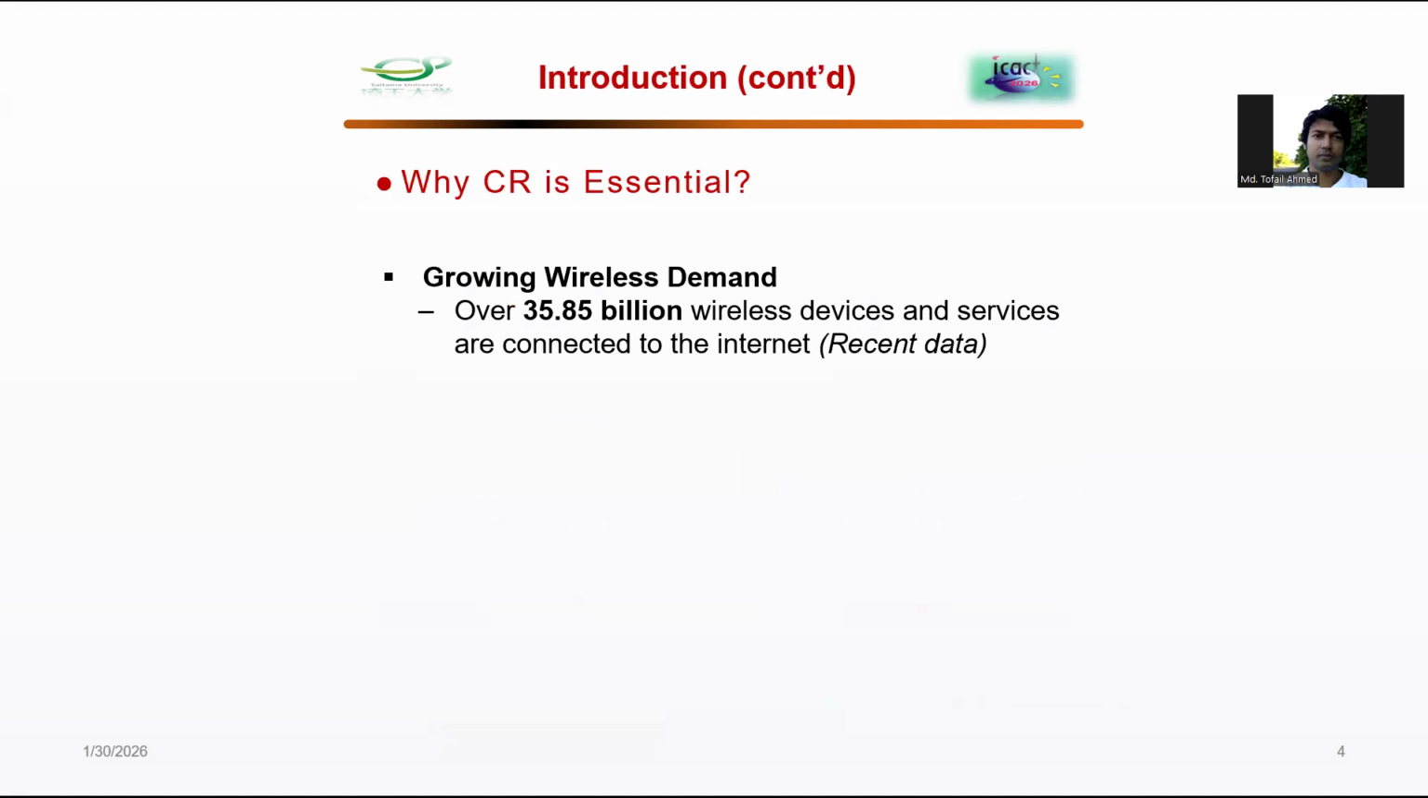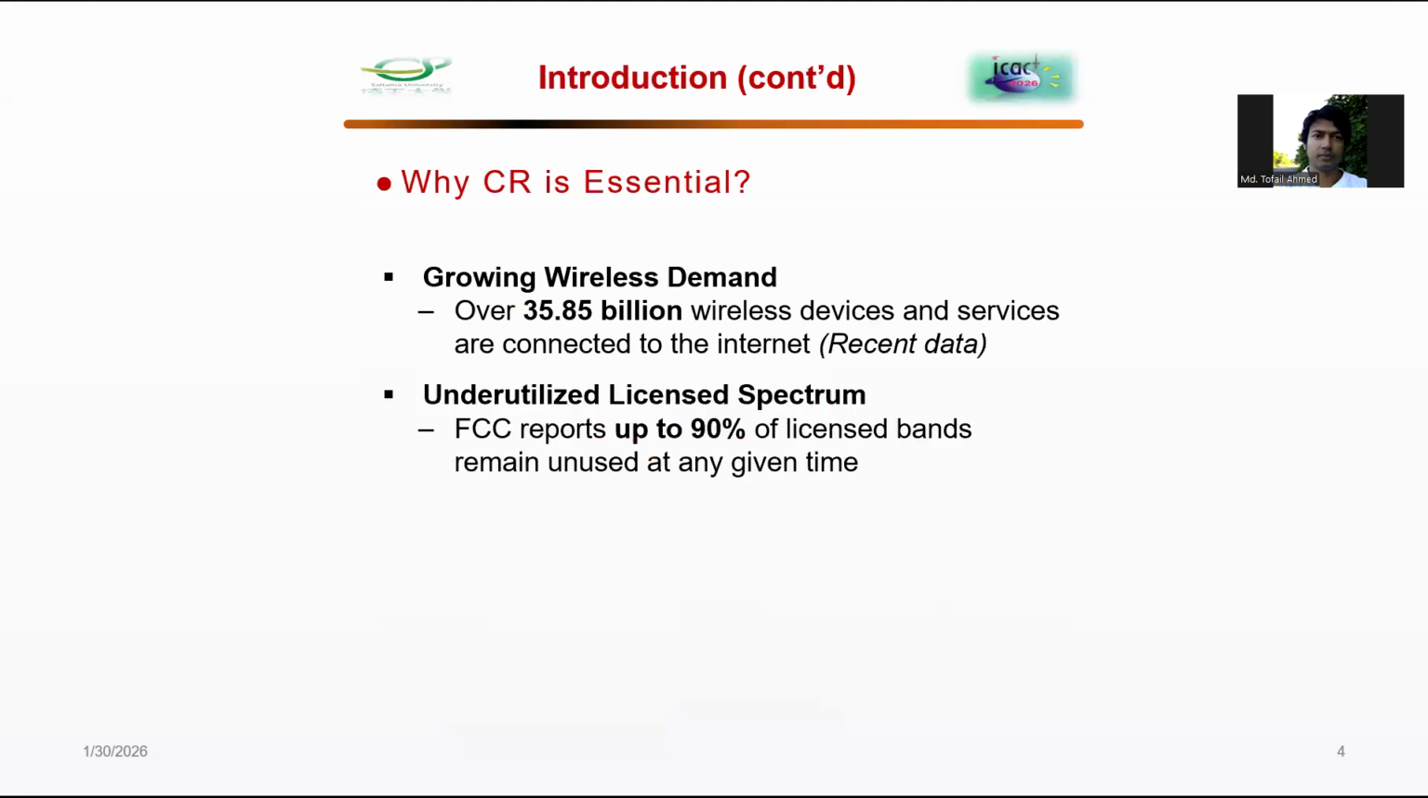Why is this so critical? There are two primary reasons. First, the demand is exploding. Recent data shows over 35.85 billion wireless devices are connected. Second, regulatory bodies like the Federal Communications Commission, FCC, in the USA report that up to 90% of the licensed spectrum remains unused at any given time. Cognitive radio is the key technology to bridge this gap between scarcity and underutilization.